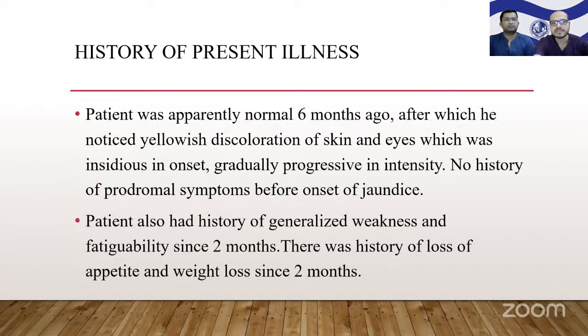History of present illness. The patient was apparently normal 6 months ago, after which he noticed yellowish discoloration of the skin and eyes, which was insidious in onset, gradually progressive in intensity. There was no history of prodromal symptoms before the onset of jaundice. Patient also had history of generalized weakness and fatigability since 2 months. There was history of loss of appetite and weight loss since 2 months.